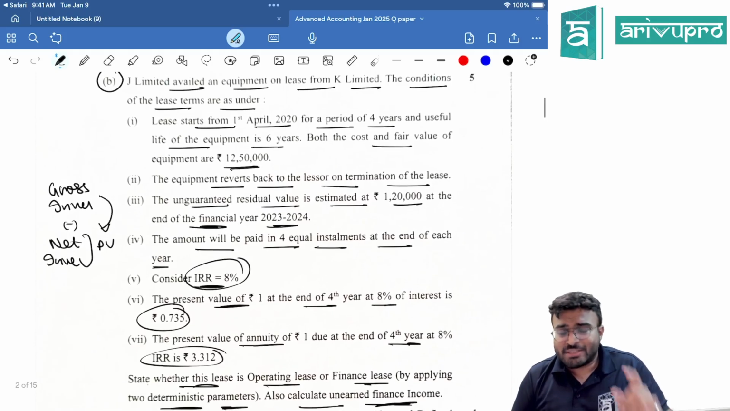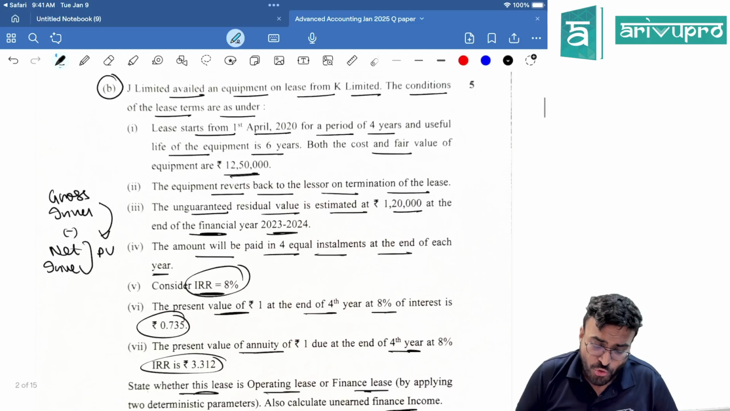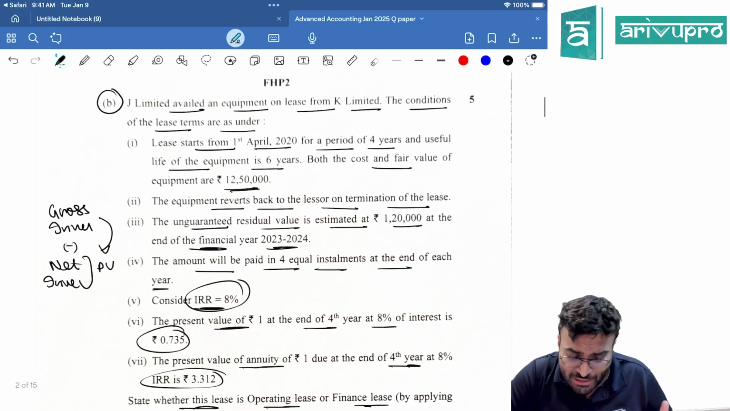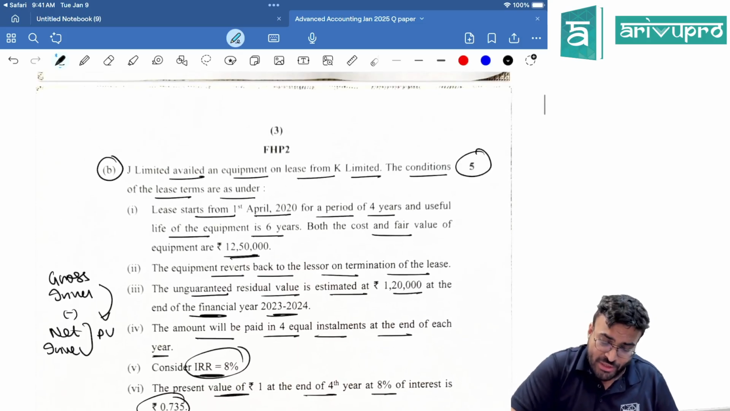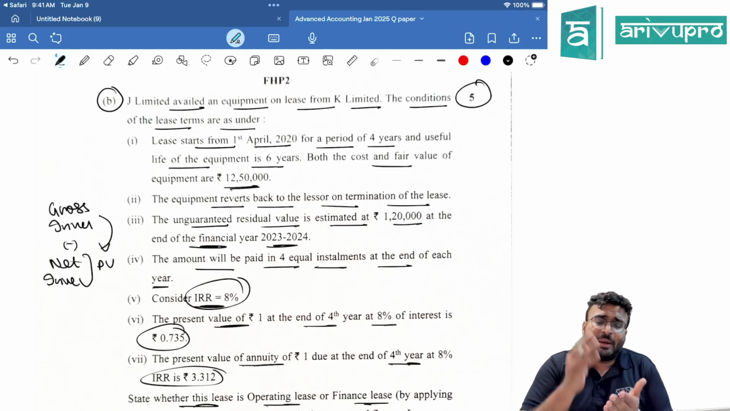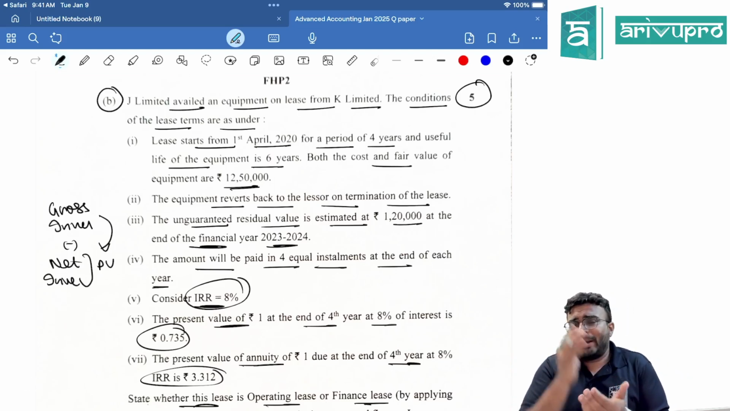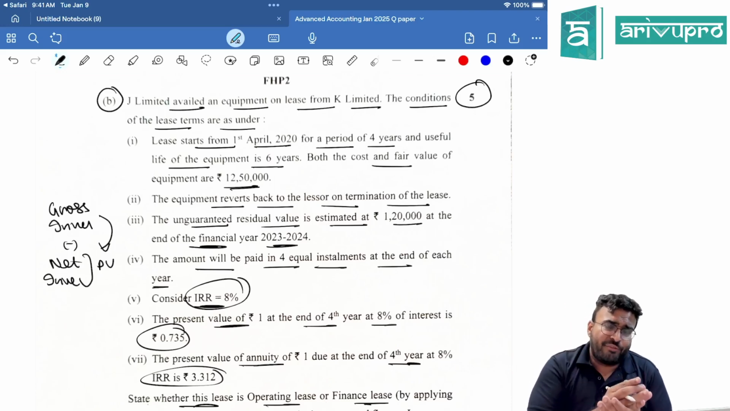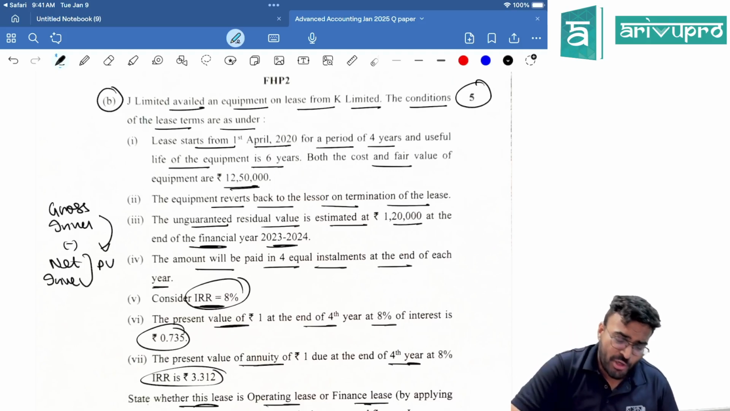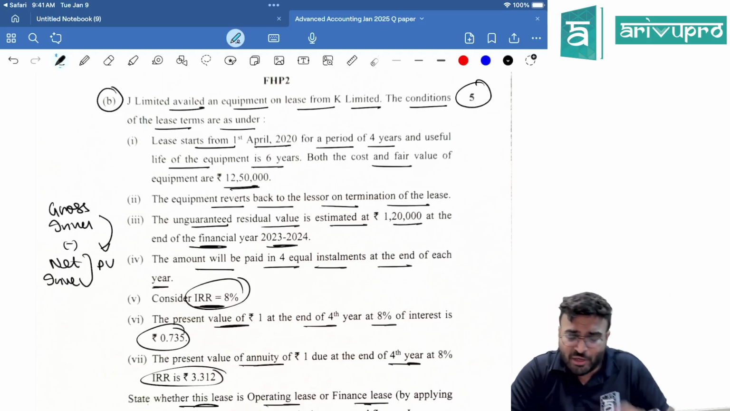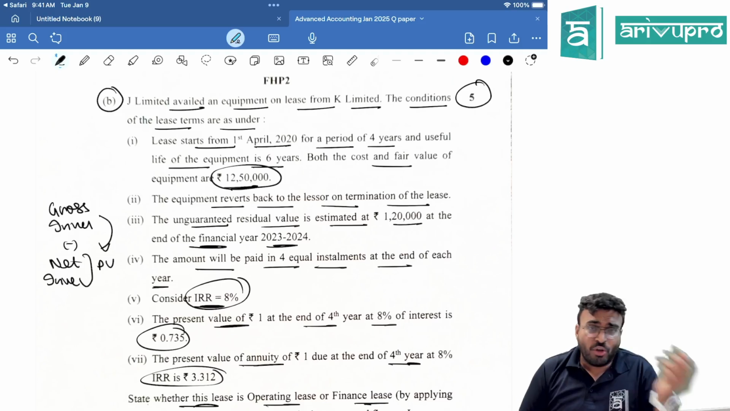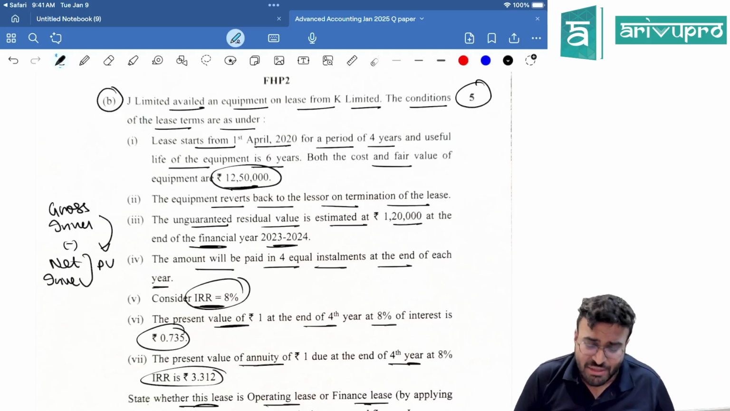And to see whether it is operating lease or finance lease, what should you do? You should see the minimum lease payment. Lease payment you have to calculate. After that, you have to calculate whether present value of MLP from lessee's point of view is almost equal to the fair value of the asset. Fair value of the asset is given here, 12,50,000. If it comes close, that is a finance lease. Otherwise, it is an operating lease.